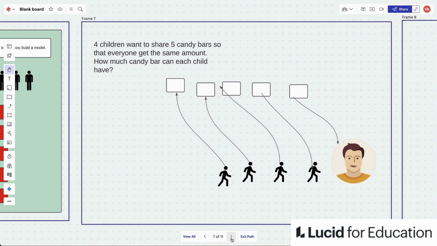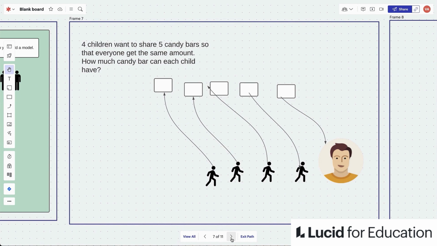But I want to show you the first time I gave this question about four students and trying to divide up five candy bars to a kindergartner. The kindergartner's response, well, so this was the model that the kindergartner made.